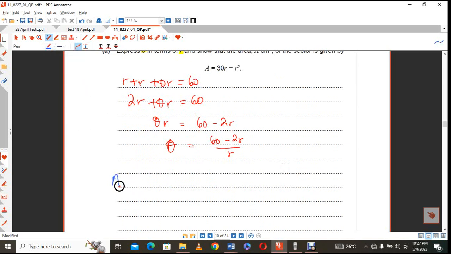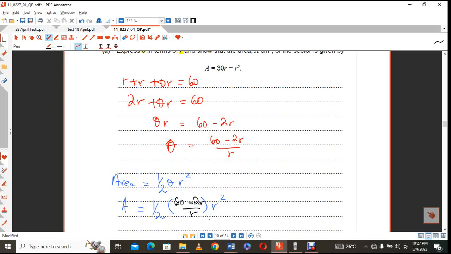So the area of a sector is a half theta times r squared, or the other way around. So the area is going to be a half, our theta is going to be replaced by this expression over here, and we're going to multiply this by r squared. Okay, so anyway, this is going to be 60 minus 2r upon r.